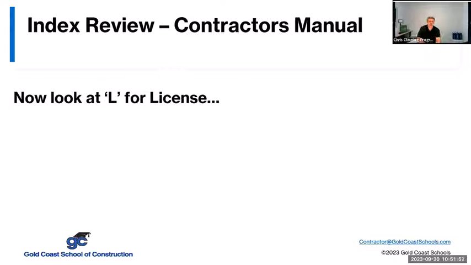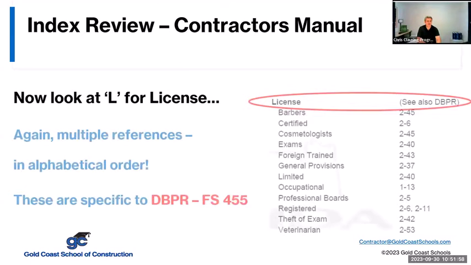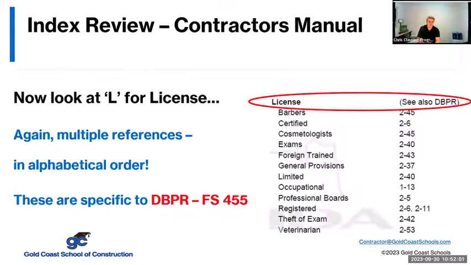All right. Now in our index, we'll start to identify some of those keywords. Let's look at L for licensing. Now, again, you have multiple references here in alphabetical order, which is great, but these are all specific to DBPR. So DBPR is all license types. So it could be barbers, cosmetologists, different types of veterinarians, anything, any license, alcohol, beverage, tobacco, anything that is required for licensure. The DBPR has a license for it, but construction is just one of those types. So this is going to lead you to all the provisions related to the Florida Statute 455 if you do just licensing.